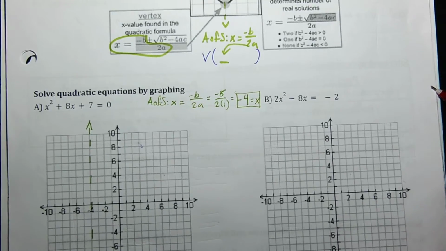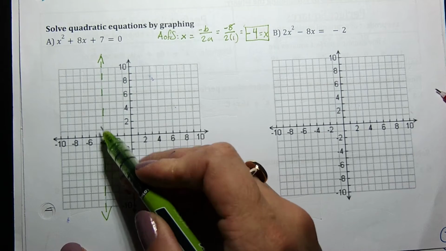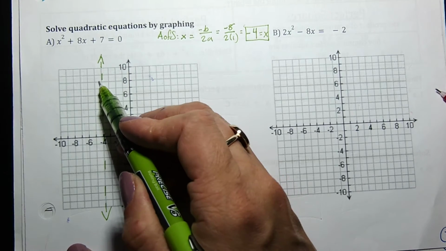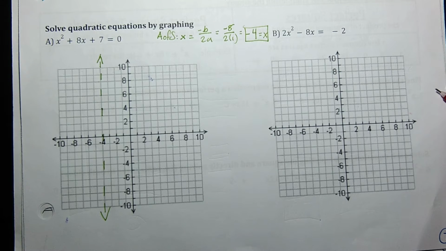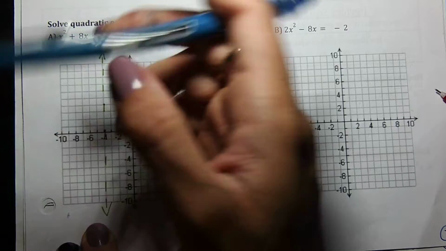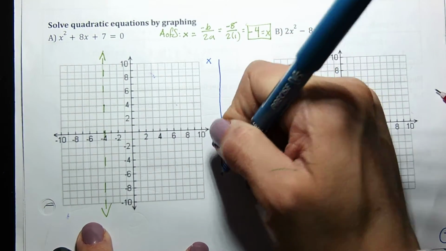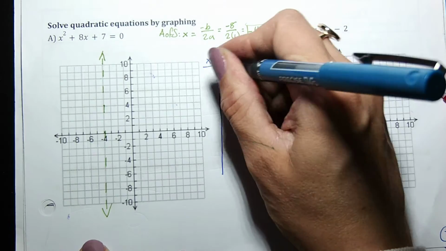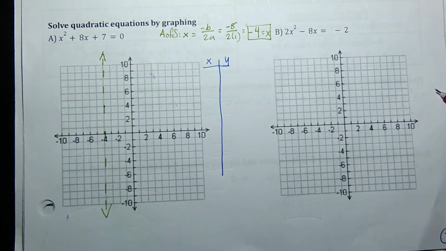And what this tells us is that our vertex is somewhere on that line. Maybe it's at negative 4, 0. Maybe it's at negative 4, 4. Maybe it's at negative 4, 8. How do we find the corresponding y value of the vertex if we know that the x value is negative 4? How do we find the y value if we know the x value? Plug it in to the equation for x.